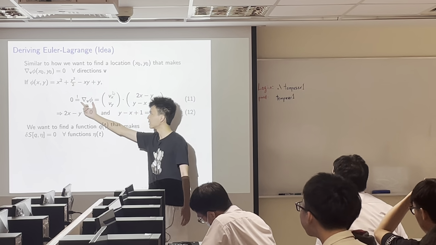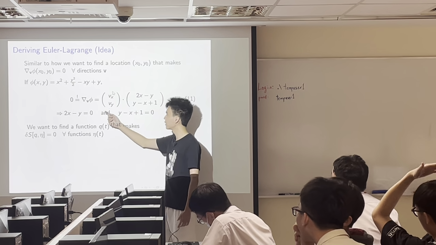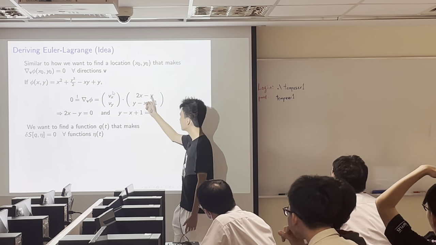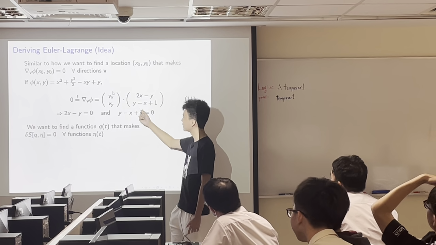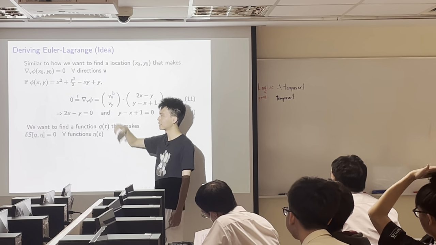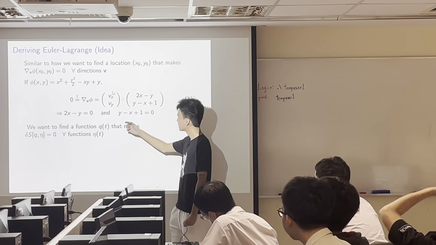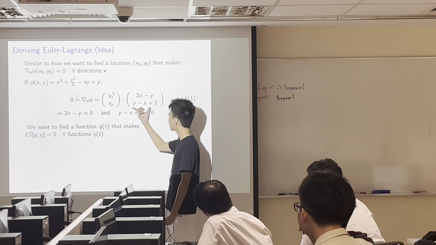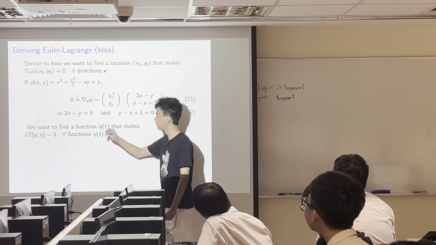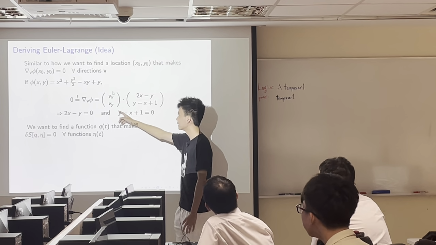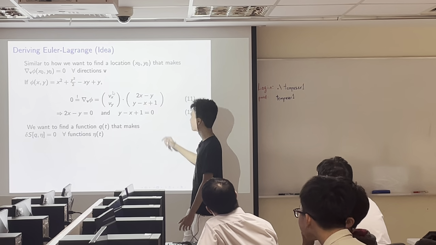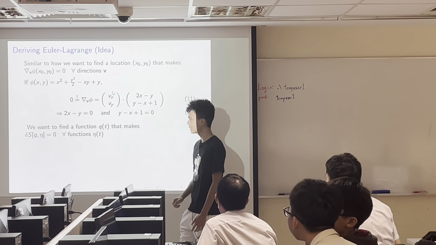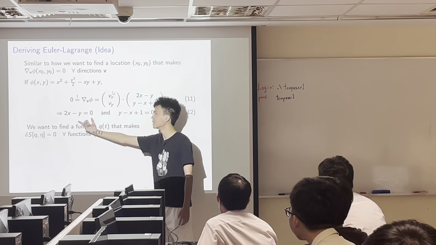then expanding this grad v of phi for this function will give me v dot this thing. So I take this vector over here on the right hand side, it's just the gradient of this. You can check it for yourself. And if I say that v dot this vector must be equal to 0 for all vectors v, that would just mean that this 2x minus y and y minus x plus 1 is the 0 vector. Make sense? And that essentially gives us two conditions, this and this.